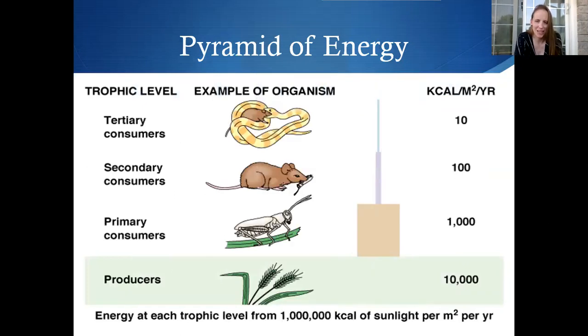So this is just an example of what this would look like. Here you have the large base of this pyramid for the producers, and then a much smaller level to represent the primary consumers, smaller again for the secondary consumers, smaller again for the tertiary consumers. So this is a regular pyramid that's getting smaller as you go upwards.